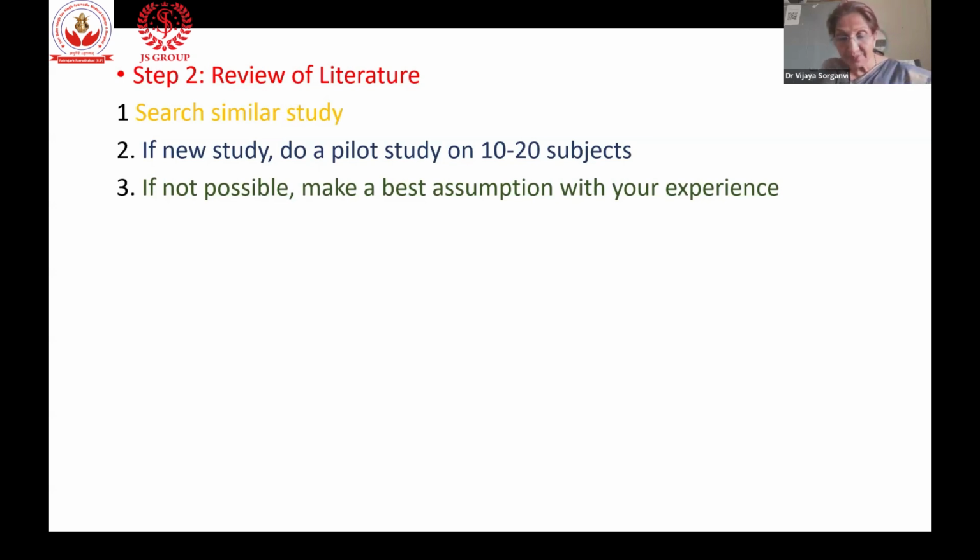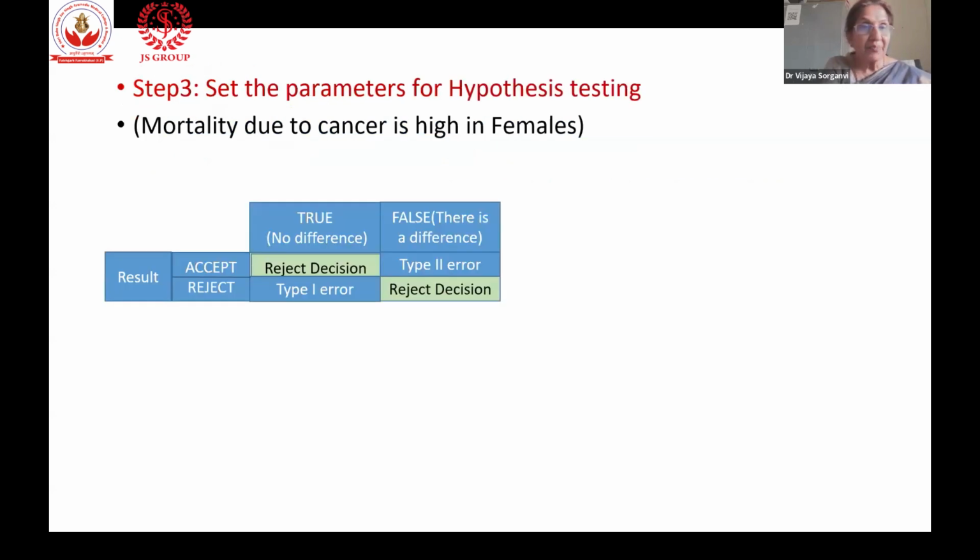So this is about review of literature. Then the third step, set the parameters for hypothesis testing. While calculating sample size, we have to fix the confidence interval or power and margin of error. These things we have to decide while calculating.